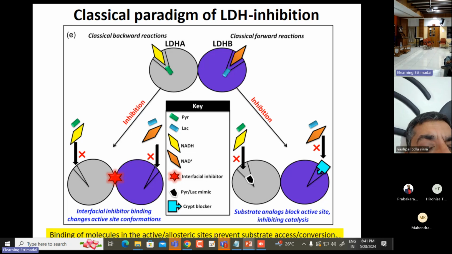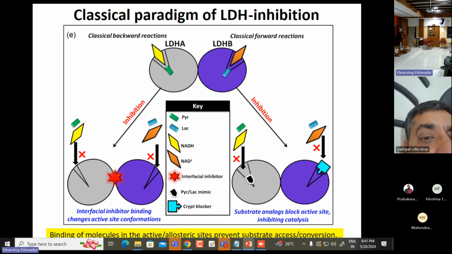They want to take lactate dehydrogenase, put inhibitors of LDH and stop LDH from working. And that is a way, you know, in cancer therapeutics. So how can this lactate dehydrogenase system be inhibited?